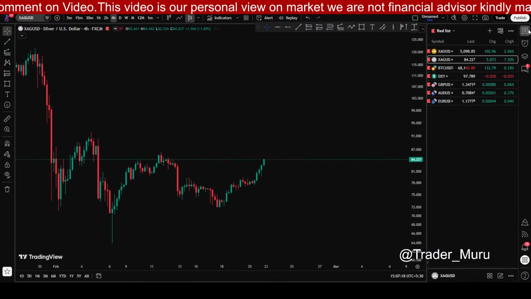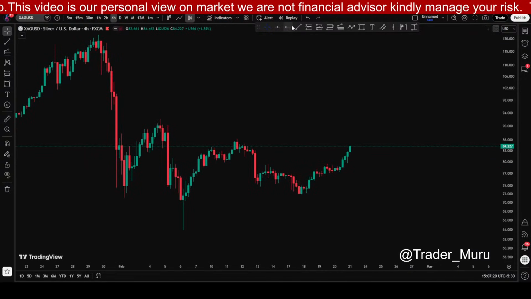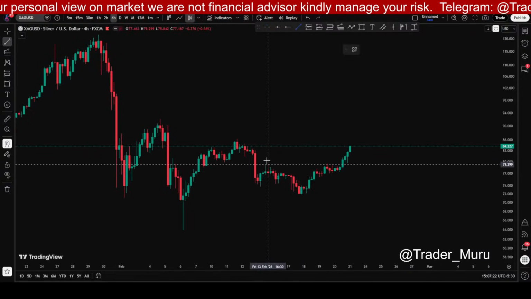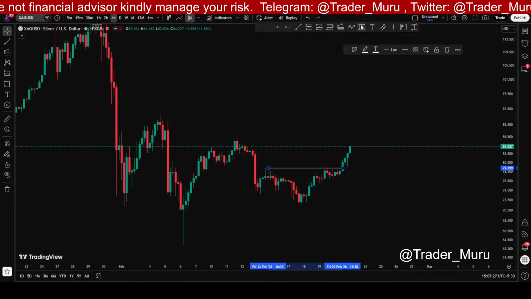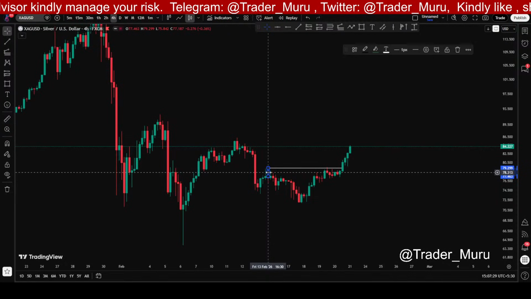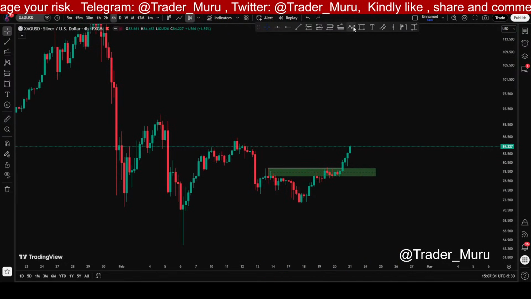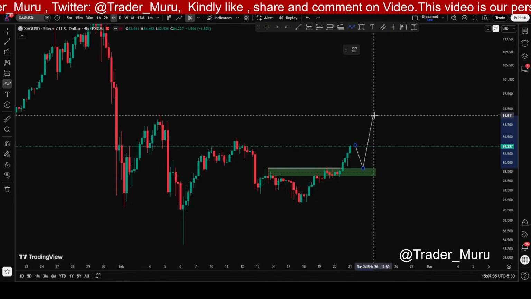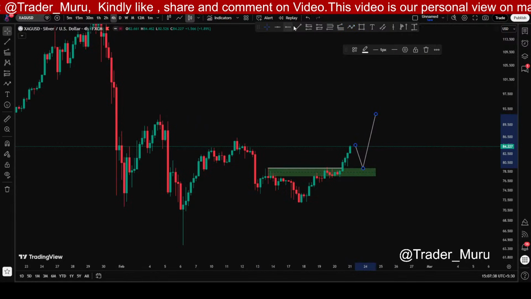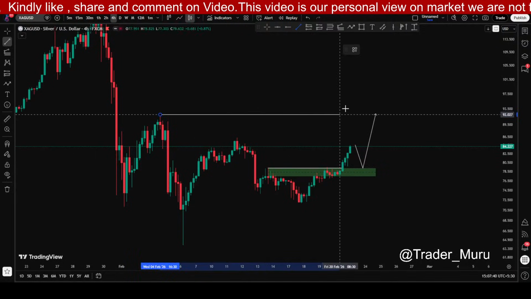Now let's see silver. Silver has also created a breakout structure here. So on the retest, this can also be a buy. First target will be this high and second will be this one here.